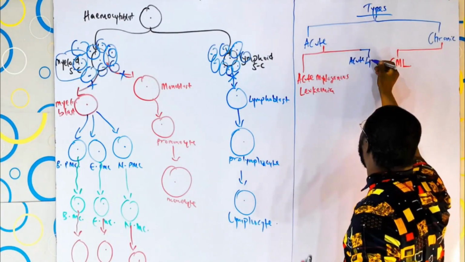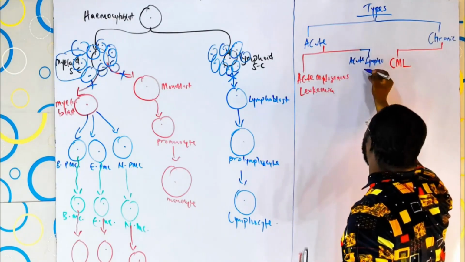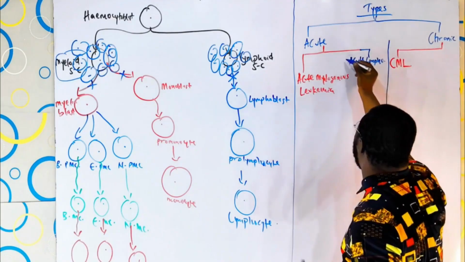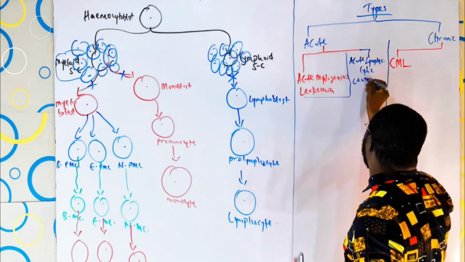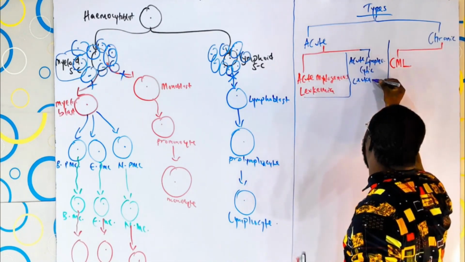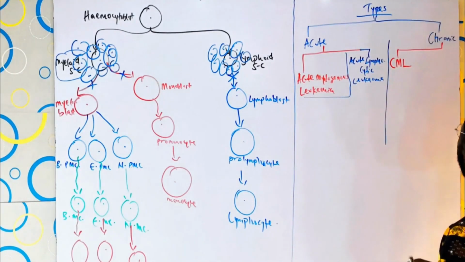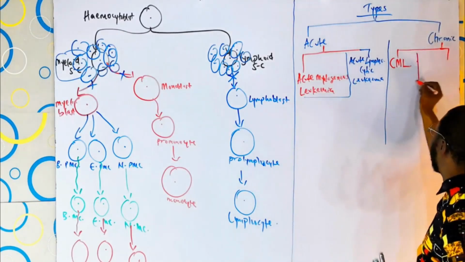lymphocytic, for now. Lymphocytic. So acute lymphocytic leukemia. And now, what next? We are going to be left with just a single division right here. So we have CML here.